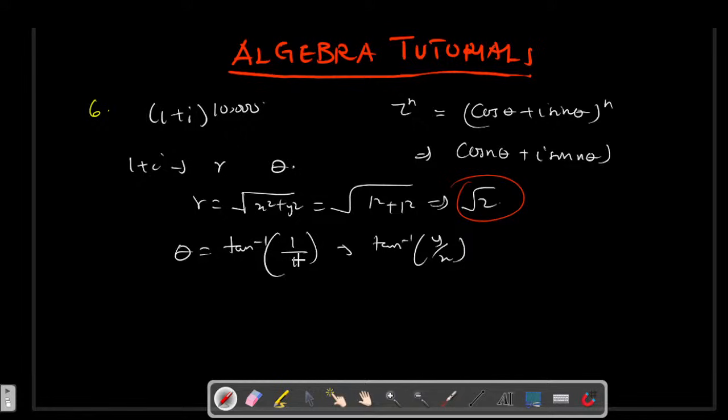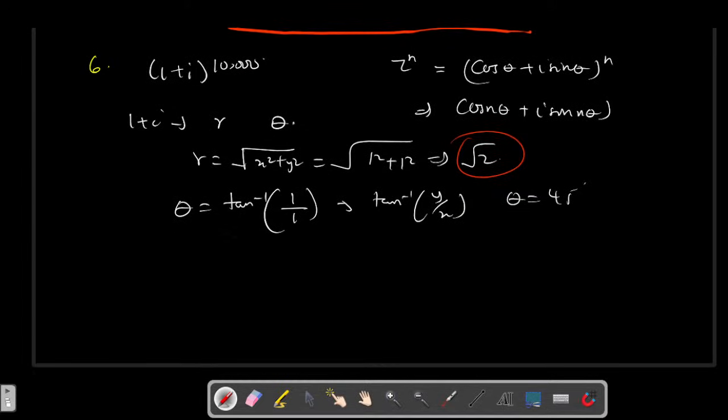45 degrees, right? So you punch it into the calculator. Tan inverse of 1, that should give us 45. So our theta is simply equal to 45 degrees. Now I'll just simplify this and I'll get square root of 2 e to the power I times 45 degrees, all this to the power 10,000. You see where we are now?